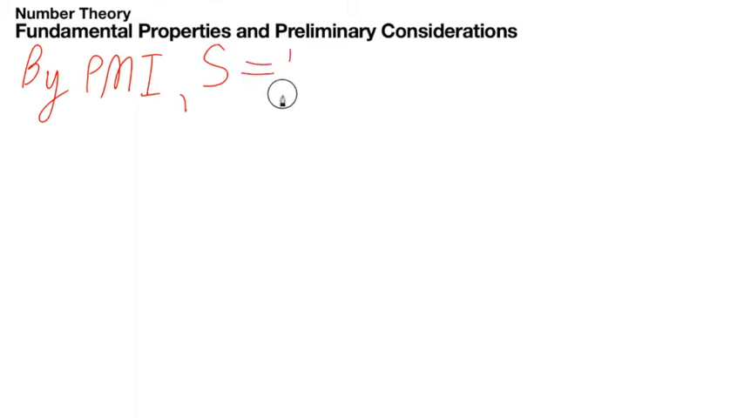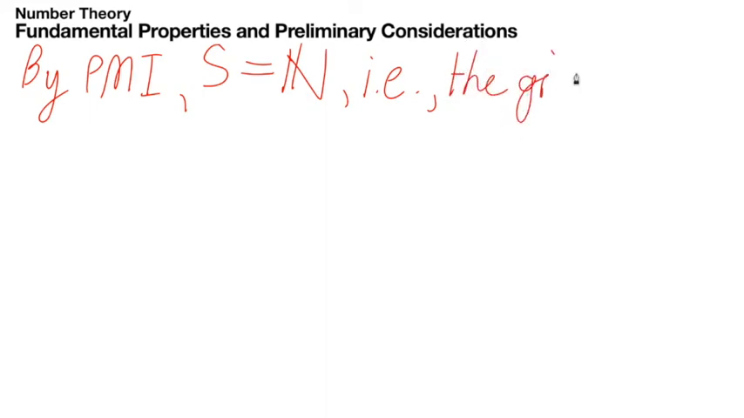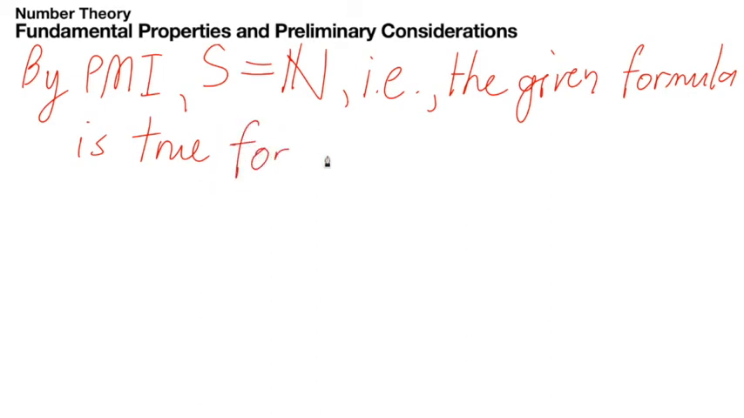So we can say that by induction, by PMI, by the principle of mathematical induction, S must be equal to all positive integers, or all counting numbers. So that is, the given formula is true for all n in N. And that's the end of the proof.